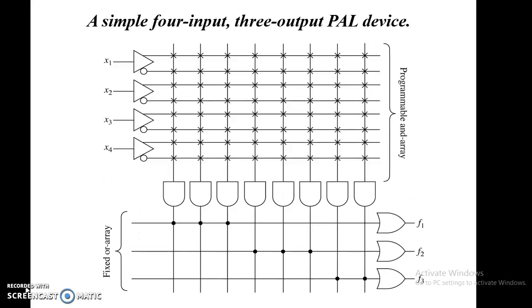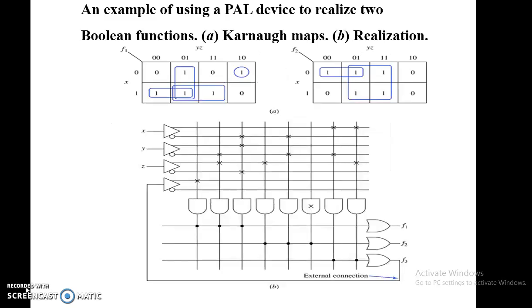A simple 4 input 3 output PLA device. We have 4 inputs x1, x2, x3, x4. Outputs will be f1, f2, and f3. This is shown in the figure.